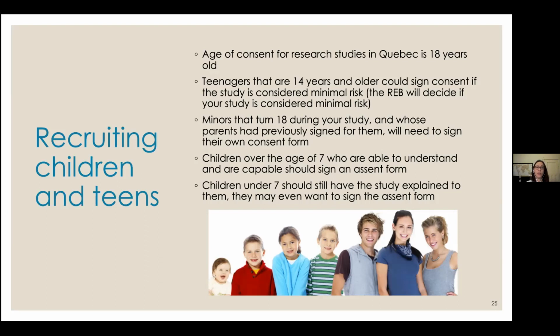Children who are over the age of 7 and who are able to understand and are capable should sign an assent form. Now that might be part of the bigger consent form, or they might have a form of their own to sign. And children under 7 should still have the study explained to them in language that they can understand. And they may even want to sign that assent form. And I think that's probably okay as well. Next slide, please.